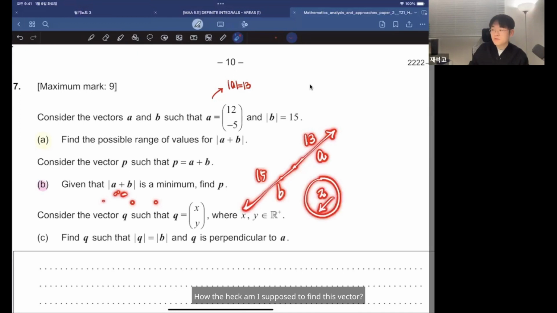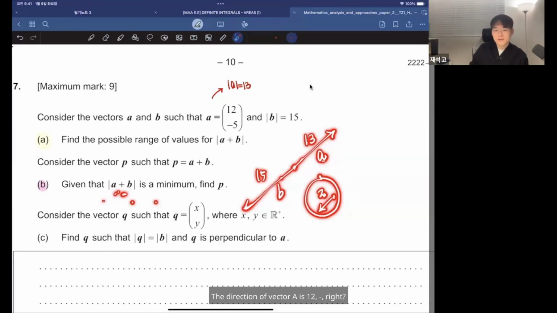How am I supposed to find this vector? Do I need to know two things? First, is it size 2? Second, is it going in the opposite direction of A? Well, when you're looking for this, it's better to start by creating a unit vector, always knowing the exact direction.